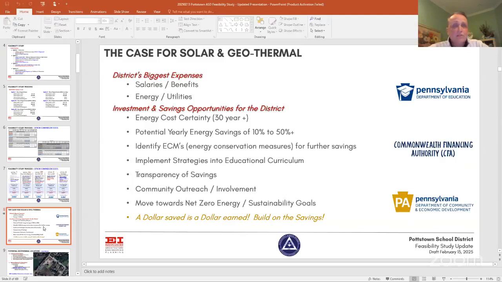But long story short, a dollar saved is a dollar earned. We're looking at this from the perspective of how can we help the district build on savings by investing in smart types of systems to give cost certainty year after year for the district.